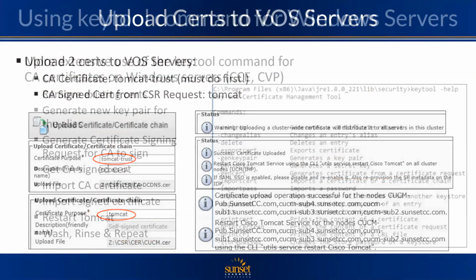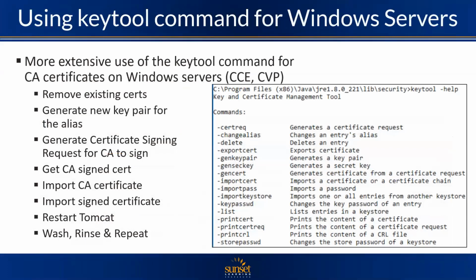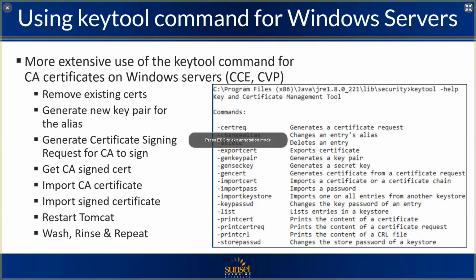Windows servers, we need to make use of this thing called the keytool command. As we talked about this morning, the keytool command is a command line command that, depending on the ICM or CVP server you're on, you have to be in the correct folder in order to make use of this command, because you have to be modifying this file that exists on each server that's named something different.